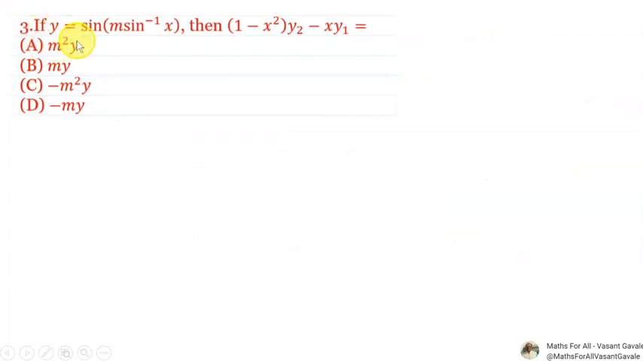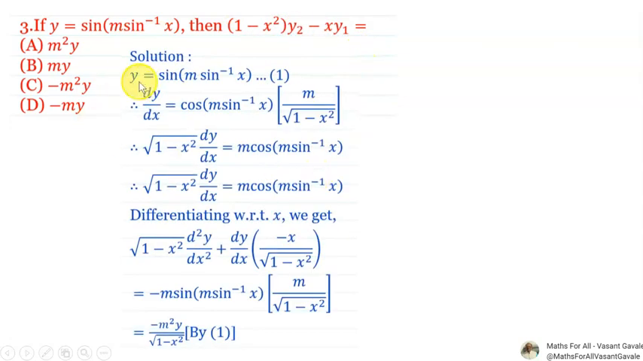Next, if y is equals to sine of m times sine inverse of x, then in bracket 1 minus x square into y2 minus x y1 is equals to, okay. Now here y is equals to sine of m times sine inverse of x. This is the first expression. Then differentiate this with respect to x. dy by dx is equals to sine of m times sine inverse of x, its derivative cos of m times sine inverse of x. Again, m times sine inverse of x, its derivative, that is m upon root of 1 minus x square.